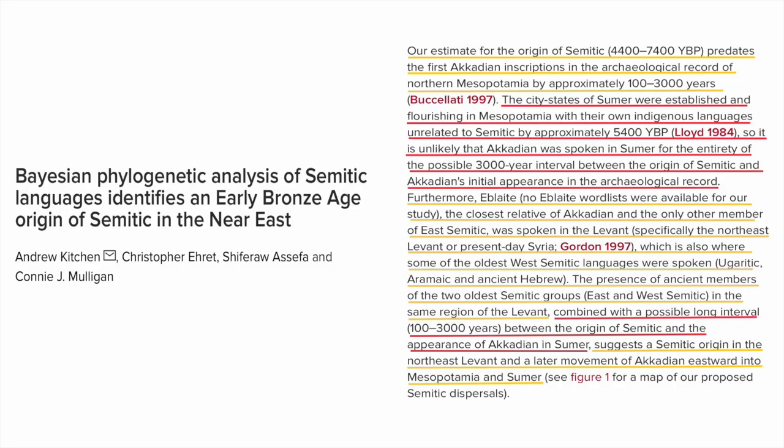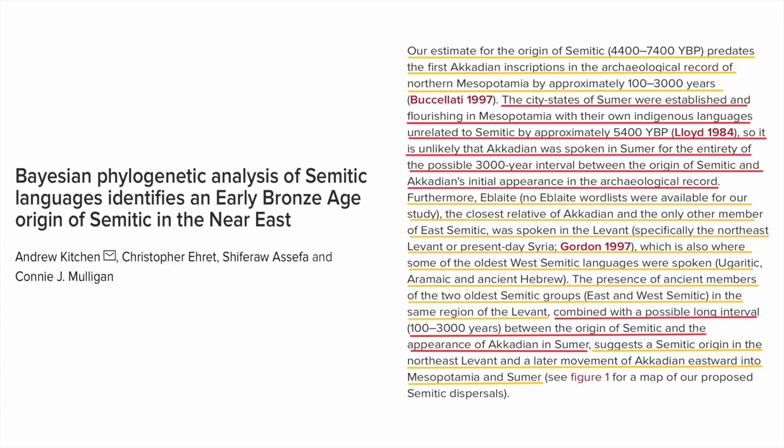Our estimate for the origin of Semitic, 4,400 through 7,400 YBP, predates the first Akkadian inscription in the archaeological record of northern Mesopotamia by approximately 100 through 3,000 years. The city-states of Sumer were established and flourishing in Mesopotamia with their own indigenous languages unrelated to Semitic by approximately 5,400 YBP. So it is unlikely that Akkadian was spoken in Sumer for the entirety of the possibly 3,000-year interval between the origin of Semitic and Akkadian's initial appearance in the archaeological record.